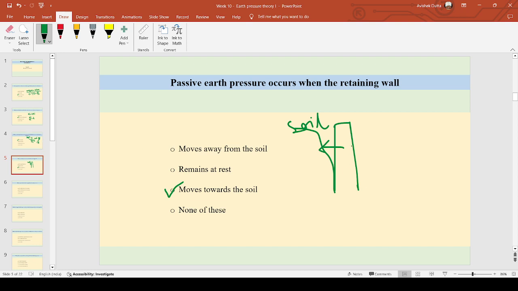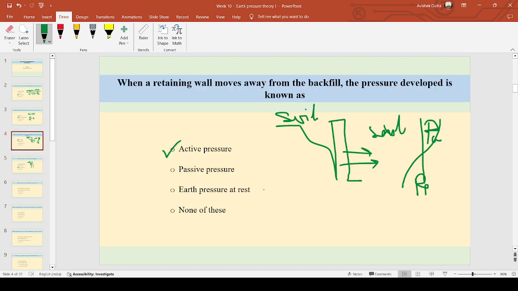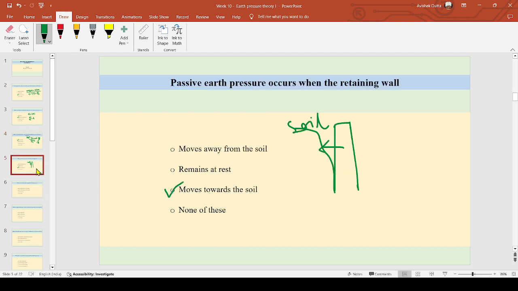It is to be noted that this movement towards the soil mainly occurs in the field due to external circumstances. But in the case of active pressure, due to the lateral soil pressure, the wall can move away from the soil. So passive is something which might not be witnessed in the field due to natural conditions. Passive earth pressure occurs when the retaining wall moves towards the soil. I hope it is clear.